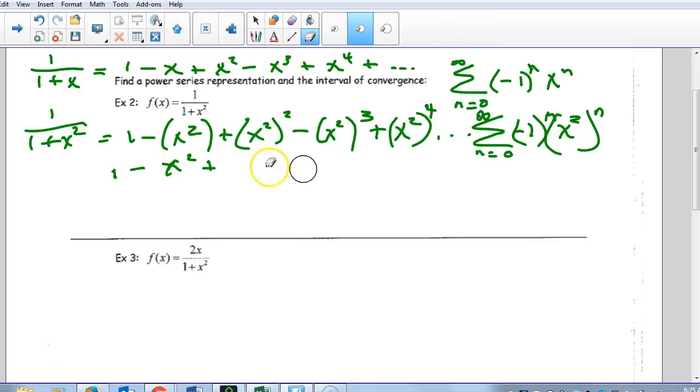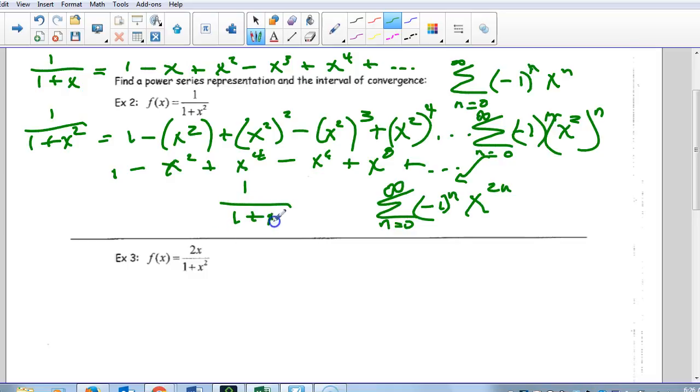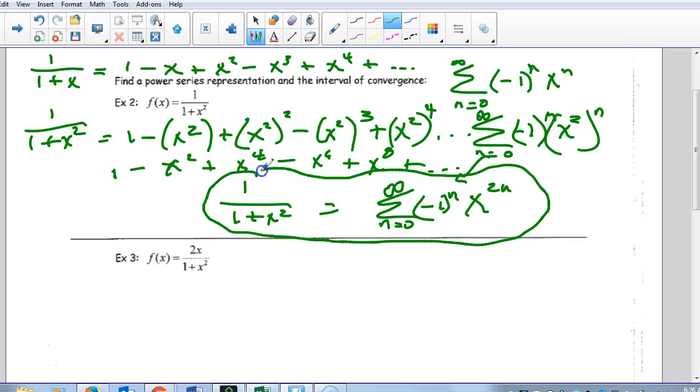Usually 2 times 2 is 4. Sometimes it's not. Strange math, it might not be 4. But today, we'll call it 4. And then minus x to the 6th plus x to the 8th plus blah, blah, blah. And I'm going to simplify this one. So I'll have -1 to the n does not change. However, x to the 2 to the n is just x to the 2n. I'm still starting at 0. I'm still going to infinity. So I'm saying 1 over 1 plus x squared equals that, which is kind of cool.